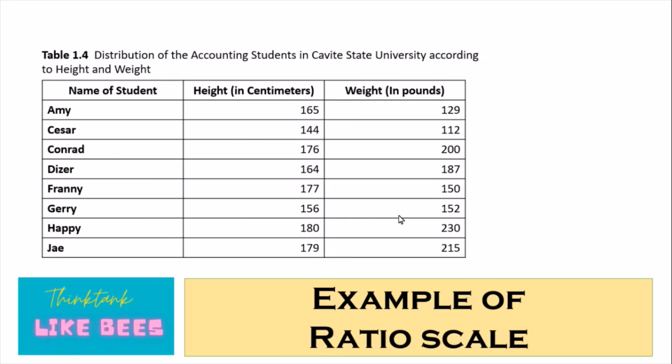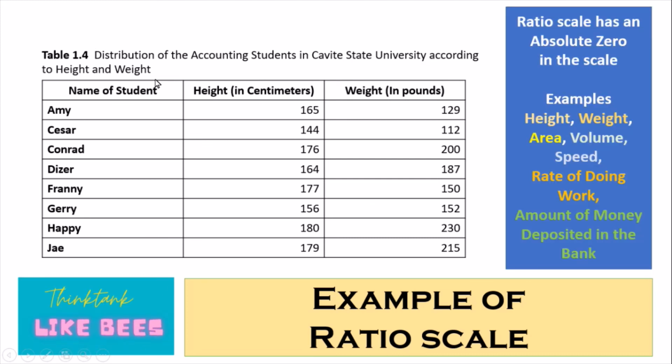Last is the example of the ratio scale. So we have here Table 1-4 about the distribution of the accounting students in Cavite State University according to height and weight. Okay, so the ratio scale has an absolute zero to the scale. Examples are height, weight, area, volume, speed, rate of doing work, amount of money deposited in the bank.